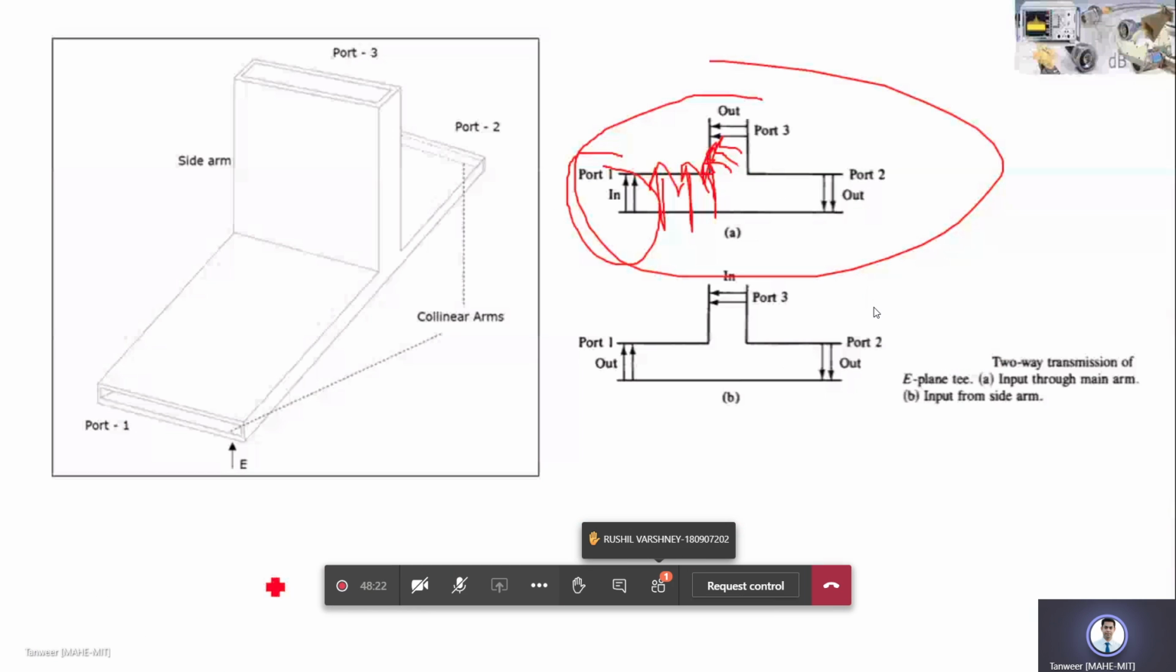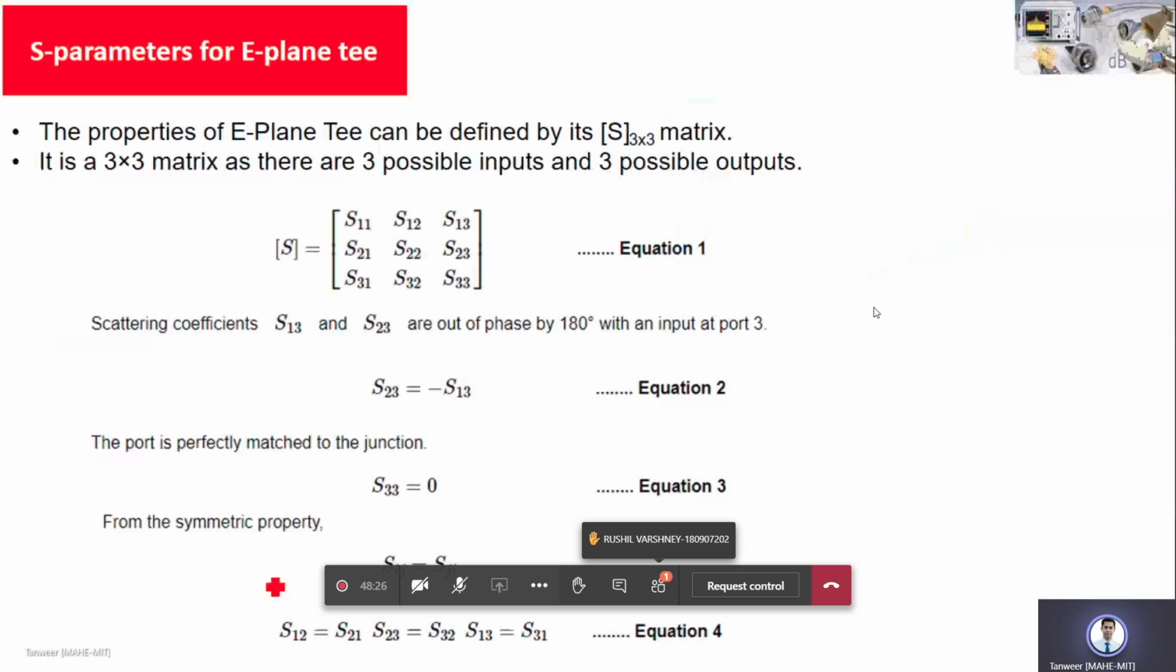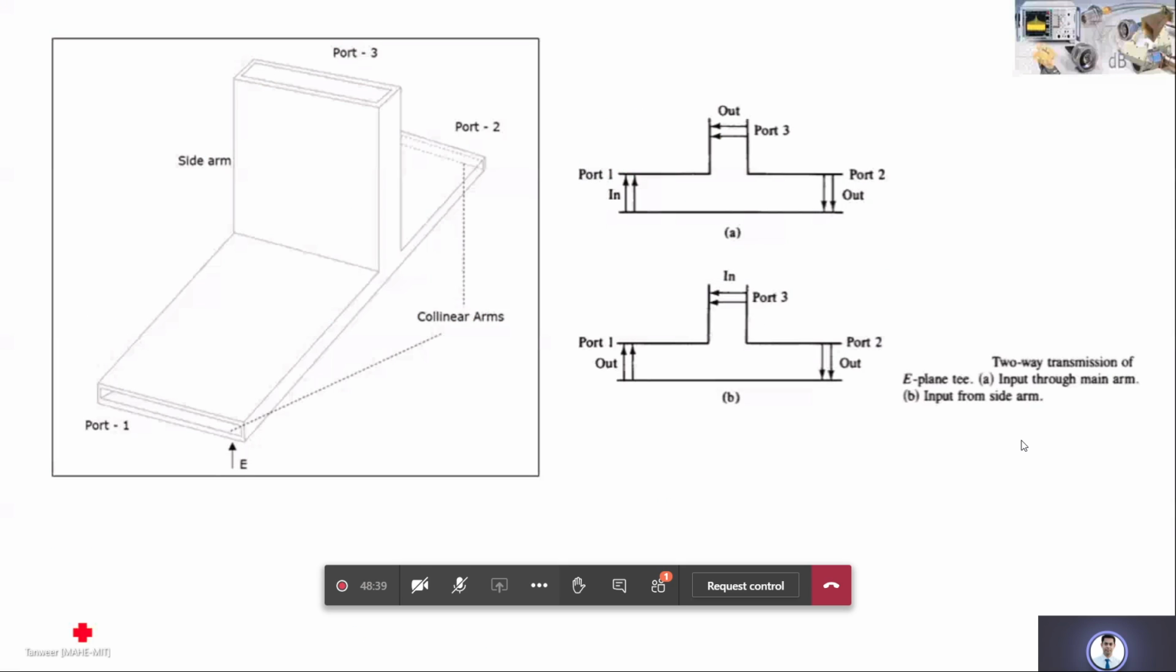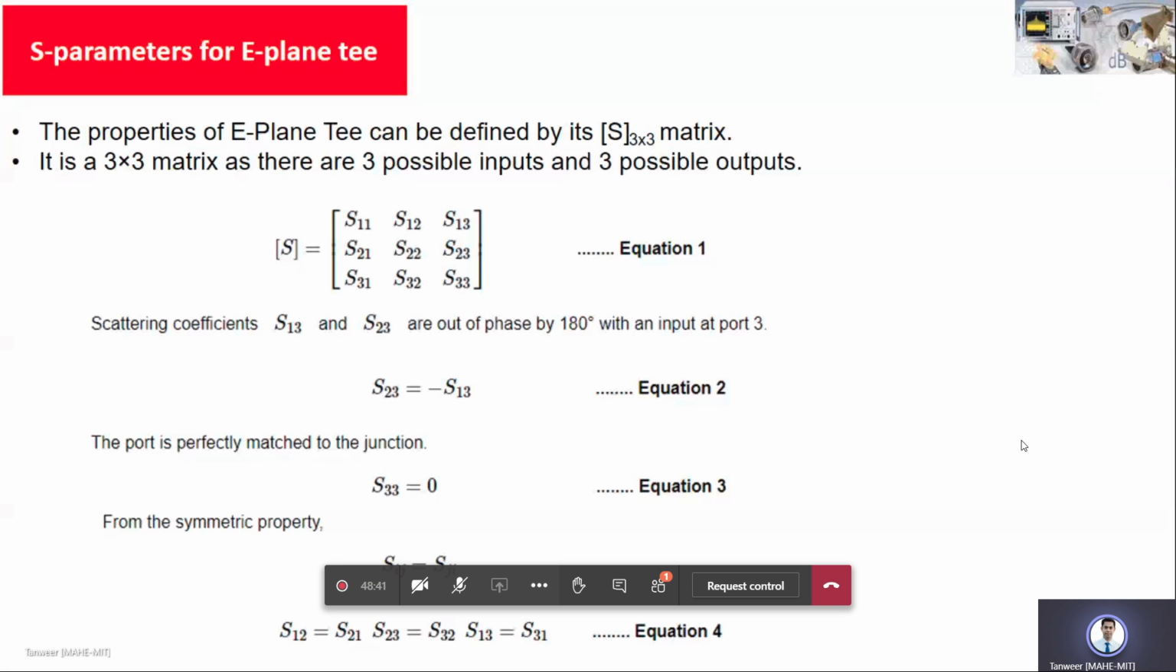So the important thing in this is how you characterize this S parameter matrix. So the derivation is here. I have given a step-by-step derivation. Please follow this derivation properly, because this is the main thing which will be asked in your exam. So again, I'll go back. Now you have to characterize this E plane T. Whether it is E plane T, H plane T, or hybrid T, you have to find the derivation for all its S parameters.